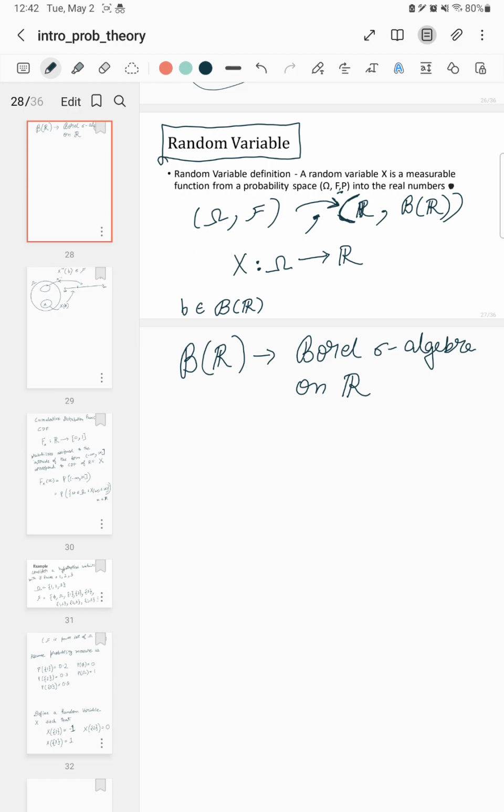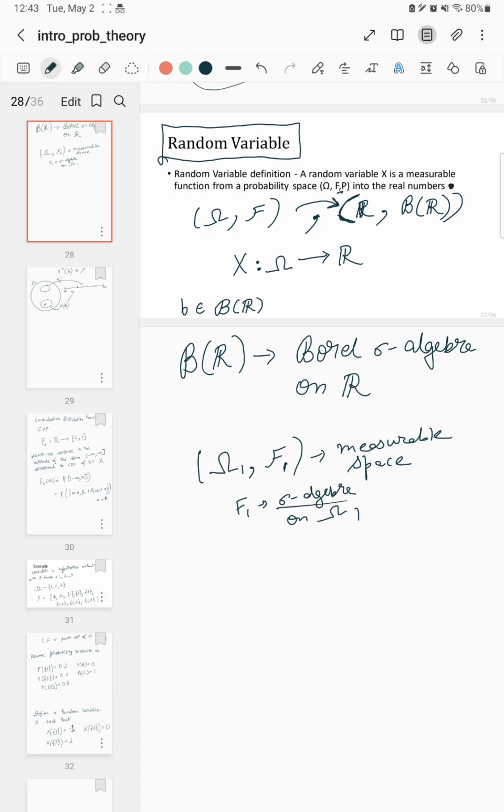If you remember briefly from our previous video, we had defined measure spaces. A measurable space is omega 1, F1, if F1 is a sigma algebra on omega 1. If you want to know what a sigma algebra means, you can watch our previous video. And let's say there is another measurable space, omega 2 and F2.